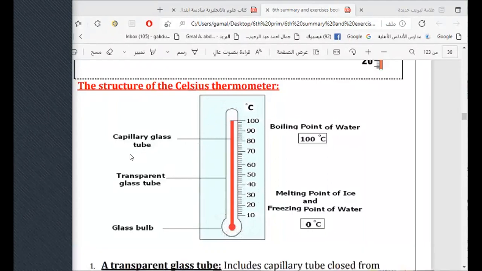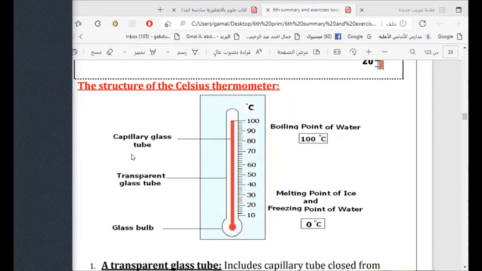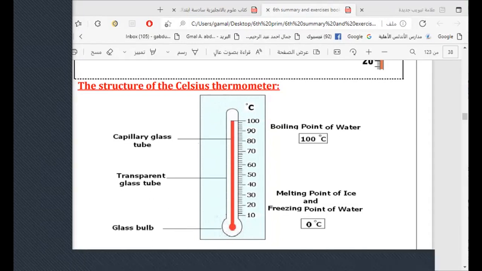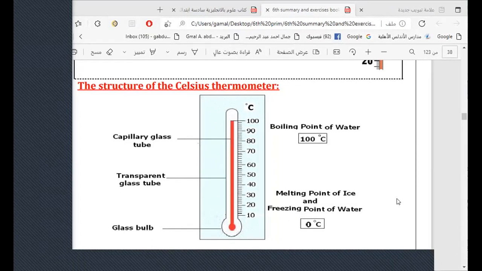No, I am not asking about the scale. I'm asking about the use. It is used for measuring the temperature of what? Temperature of liquid. Okay? Is it easy? So, when we are studying the Celsius thermometer, we have to know that it is used in measuring the temperature of liquids.